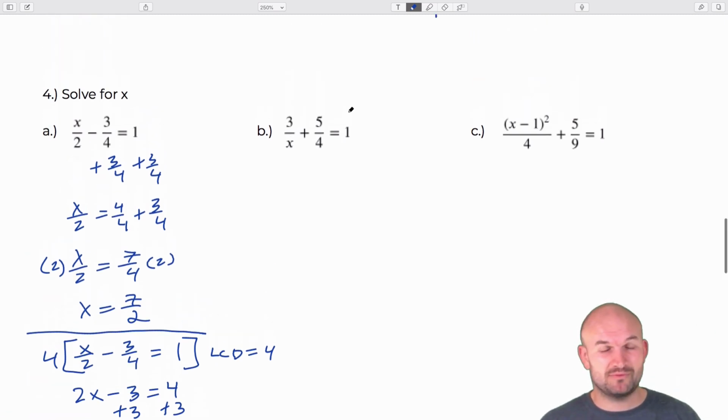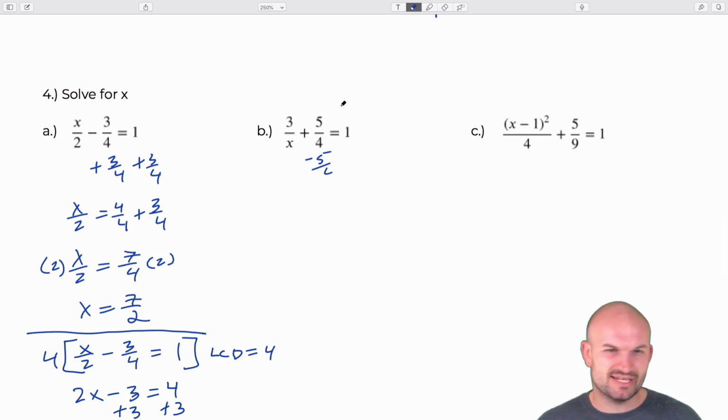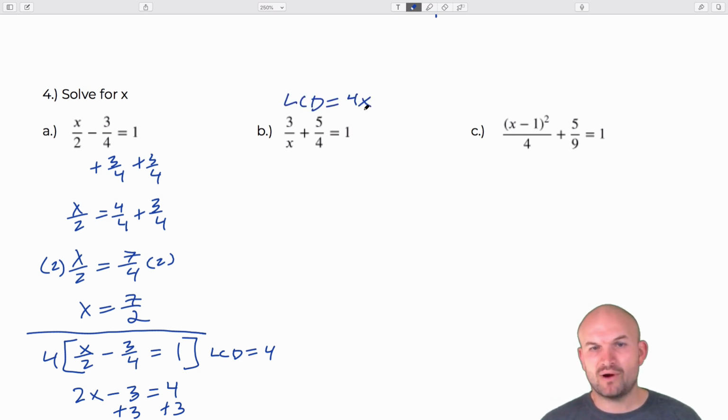So why don't we just do that one? Because you could subtract to 5/4, right? But most students don't want to subtract to get to 5/4, then you've got to do the x. So my goal here is, why don't we just multiply by the LCD? The LCD in this case is going to be 4x. So I'm just going to multiply everything times 4x. So I have 3 over x plus 5/4 times 4x equals 1 times 4x.